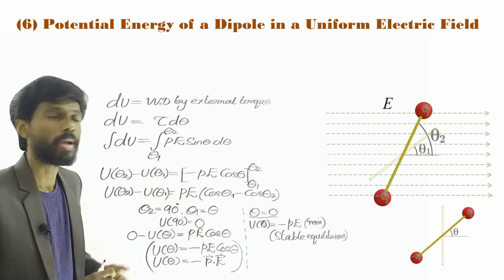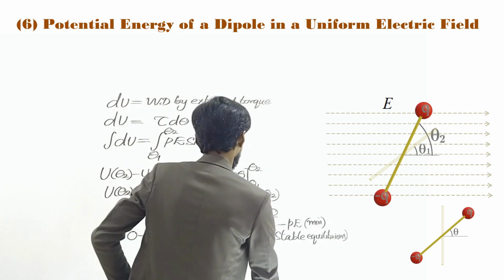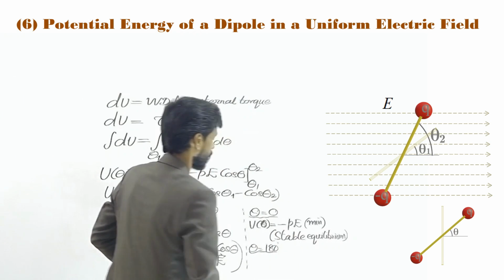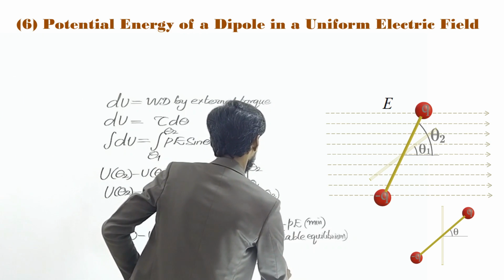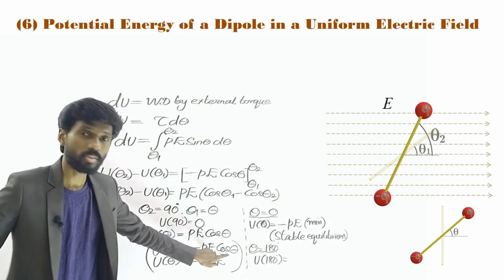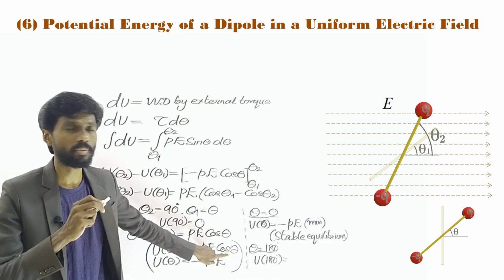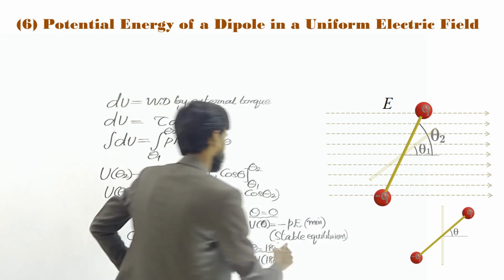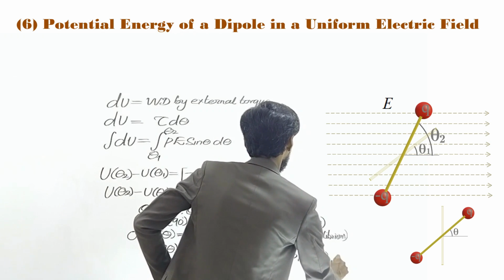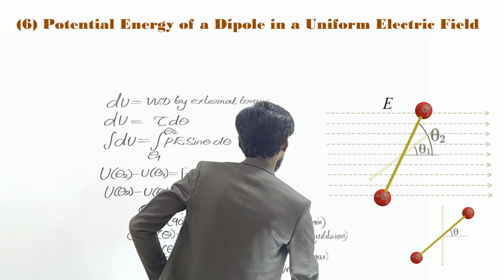What if theta is equal to 180 degrees? U of 180 degrees, so cos 180 degrees is negative 1, and there is already a negative sign, so that will give you the maximum value, Pe. That means it is unstable equilibrium.